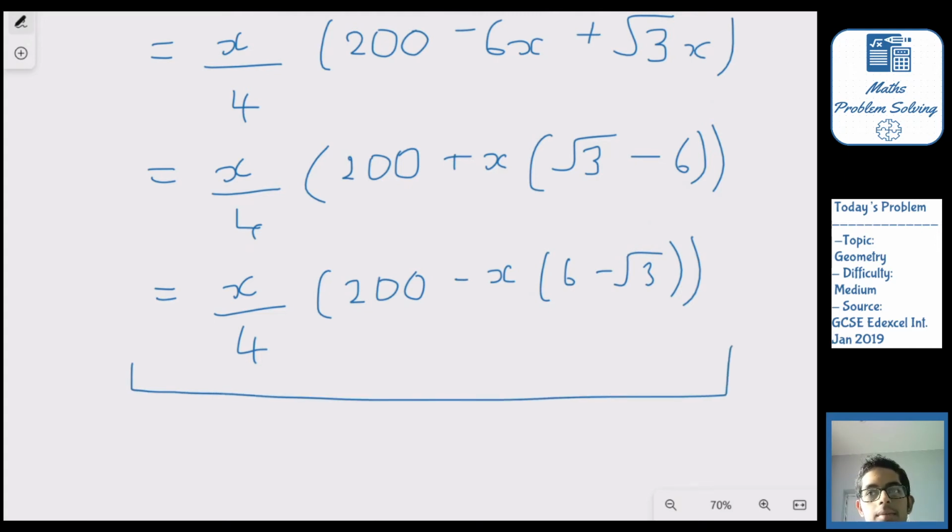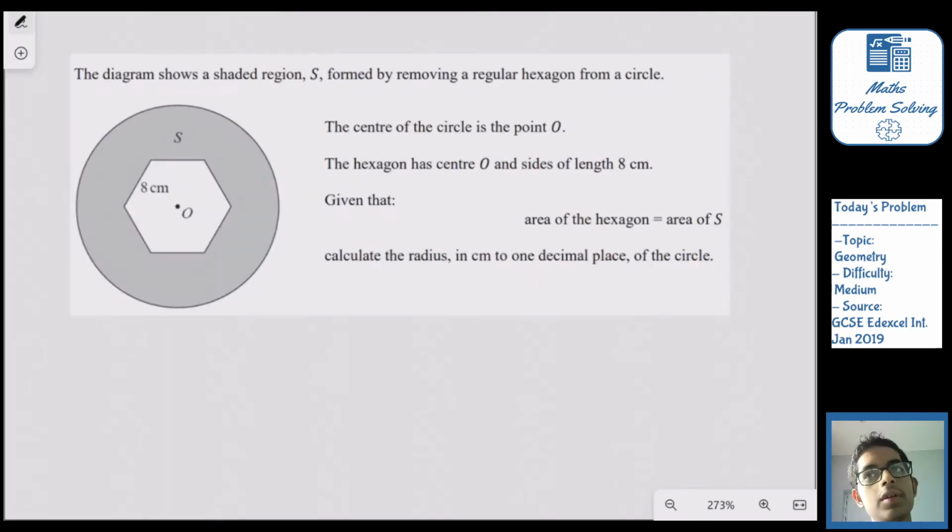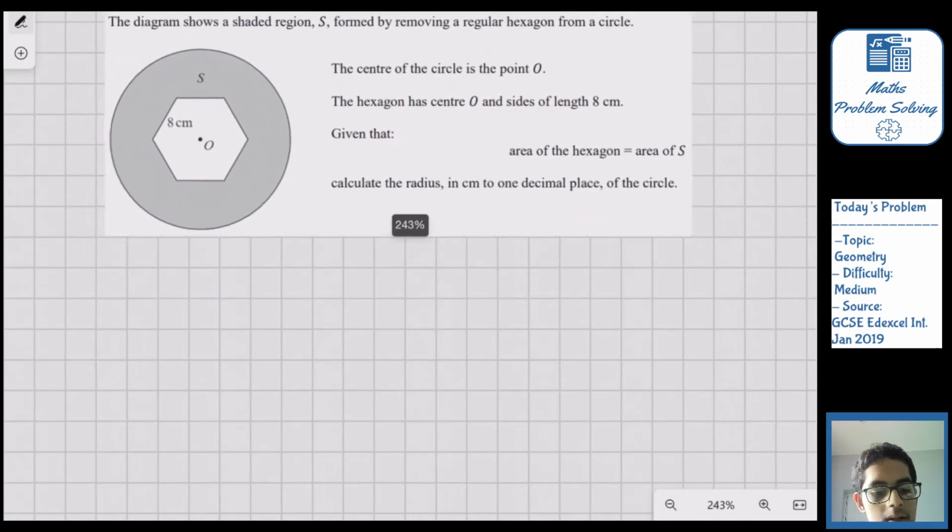Okay, so let's move on to the second question which we have. The diagram shows a shaded region S formed by removing a regular hexagon from a circle. The side length of the hexagon is 8 centimeters, and the shaded area equals the area of the hexagon, and we need to work out what the radius is.